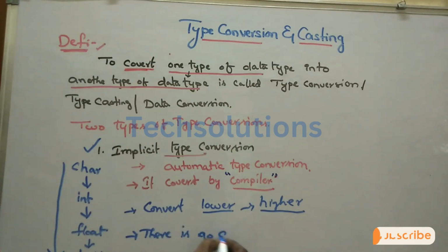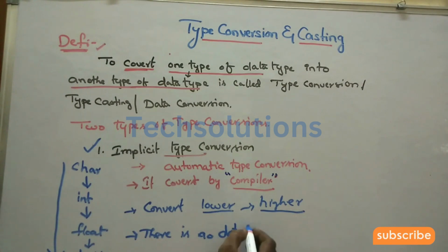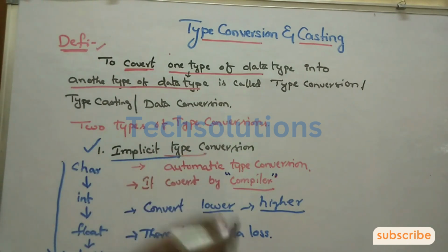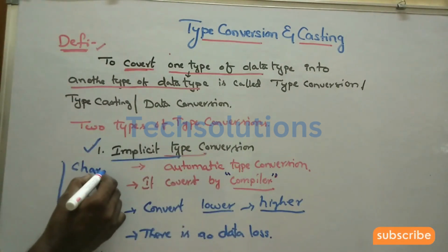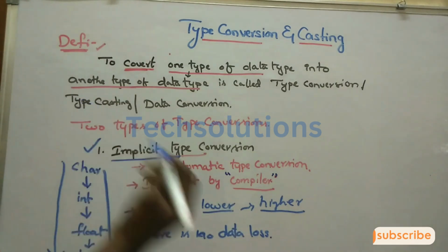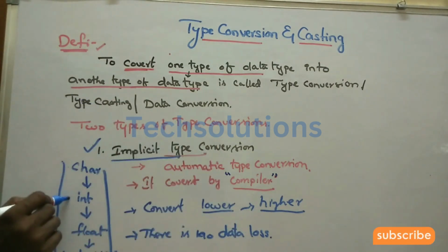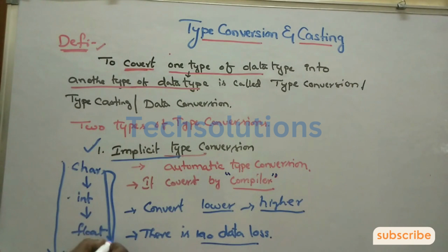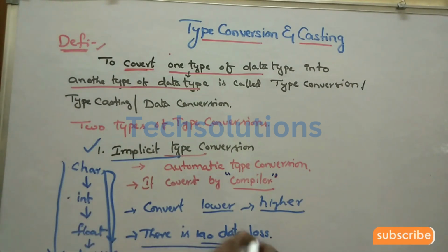Because of that, there is no data loss. Because of the implicit conversion, there is no data loss, because we always convert lower type values into higher type values only. So in implicit type conversion there is no data loss, whenever you convert from character into integer, or character into float, or character into double. That means converting lower type values into higher type values involves no data loss.